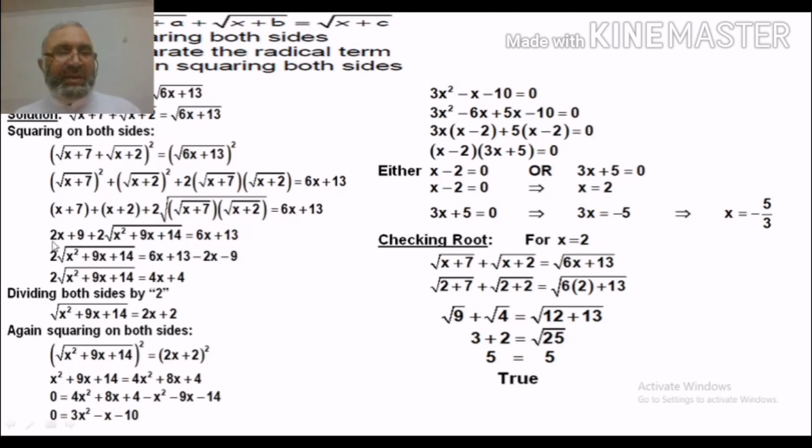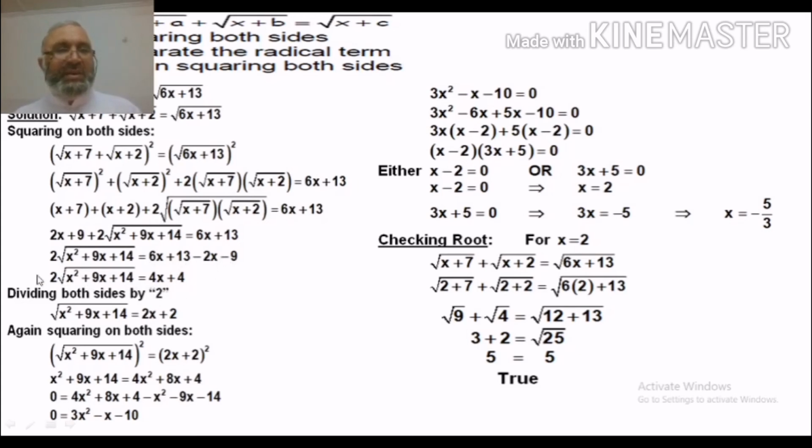Now transforming these linear terms to the right-hand side, we get 2 into square root of x square plus 9x plus 14 is equal to 6x plus 13, and these two terms transform to the right-hand side, meaning minus 2x, and that becomes minus 9. Again simplifying, we get 2 into square root of x square plus 9x plus 14 is equal to 6x minus 2x, 4x, 13 minus 9, plus 4.